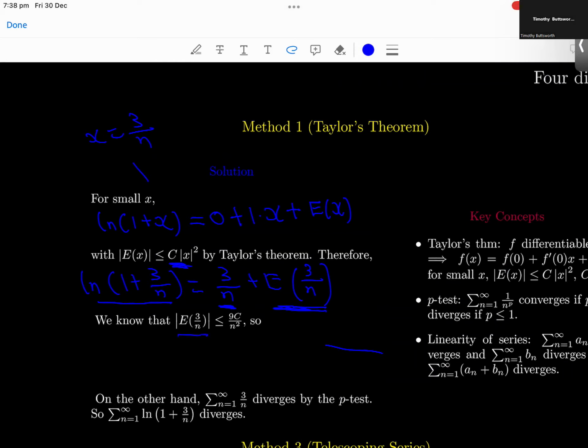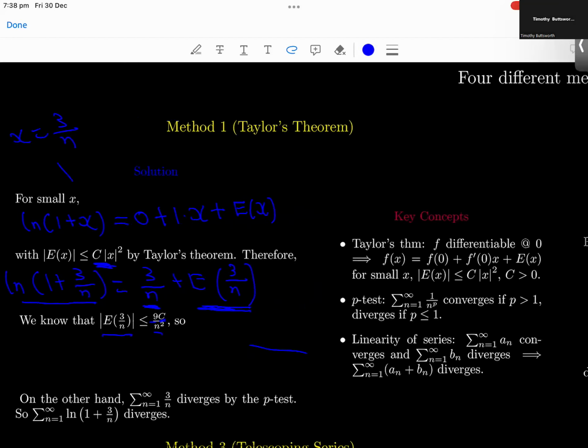And so that means the absolute value of e of 3 divided by n is bounded by that same constant c multiplied by the square of 3 on n, which in this case is 9 on n squared. So the absolute value of this thing is bounded by a constant divided by n squared. So when we sum all of these up, we know we're going to get convergence.